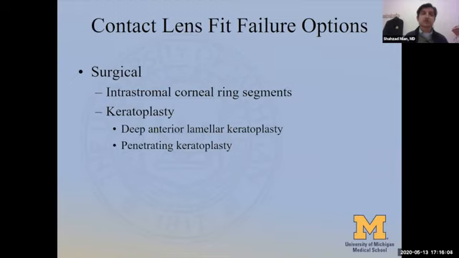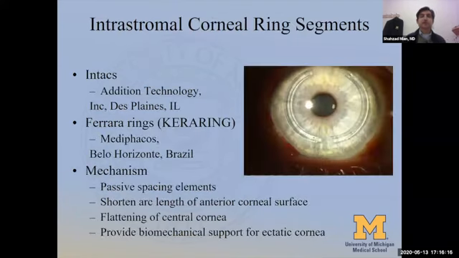So if contact lenses don't work for a patient, what are our options besides keratoplasty? Well, we can consider intrastromal corneal ring segments, and certainly different forms of keratoplasty are indicated as well. There are two forms of intracorneal ring segments that are available. In the United States, it's primarily Intacs, which is actually now owned by Glaukos, and Ferrara rings outside the US. These work as passive spacing elements, which help to flatten the central cornea by creating a shorter arc length of the anterior corneal surface. They do provide some biomechanical support for an ectatic cornea. However, they have not been shown to reduce any progression of disease.